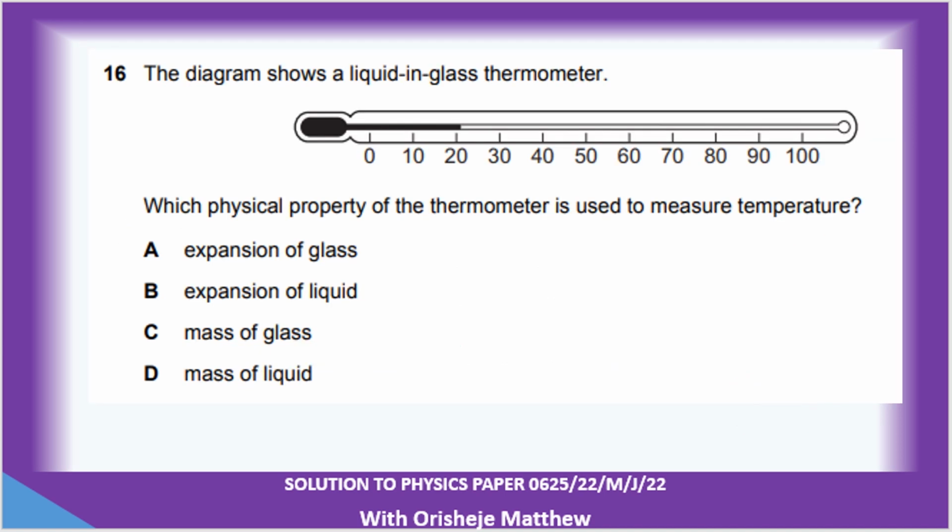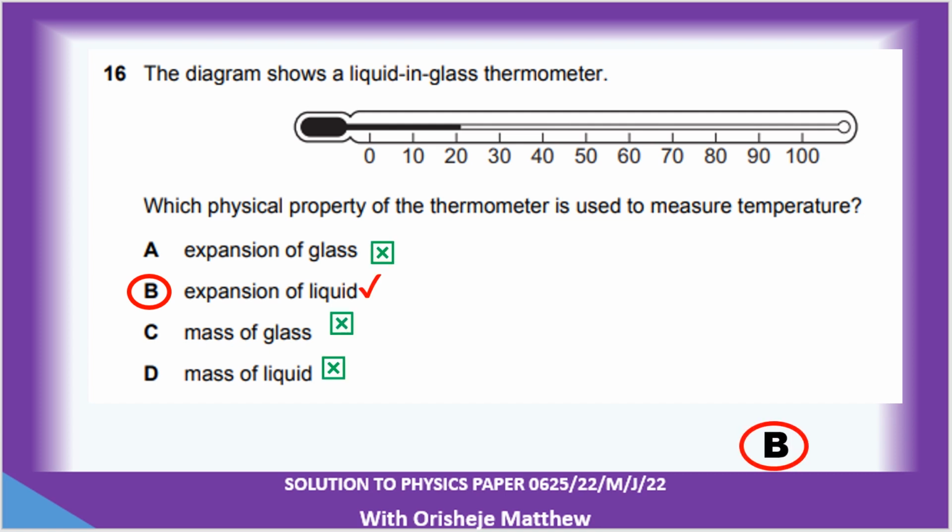Question 16. The diagram shows a liquid in glass thermometer. Which physical property of the thermometer is used to measure the temperature? Expansion of liquid. B.